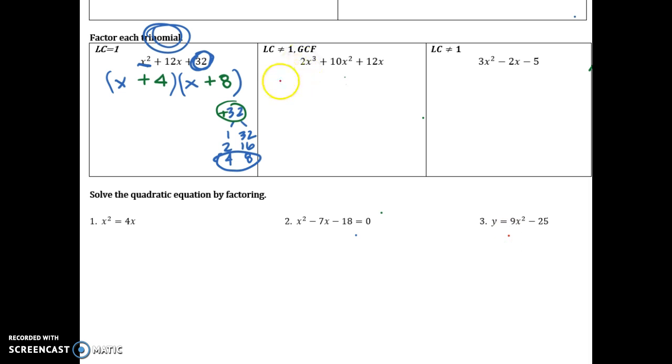Now let's talk about factoring out a GCF. Oh, and you can always check yourself. Check yourself by using the rainbow. So 4x and 8x make 12x, so you're good.